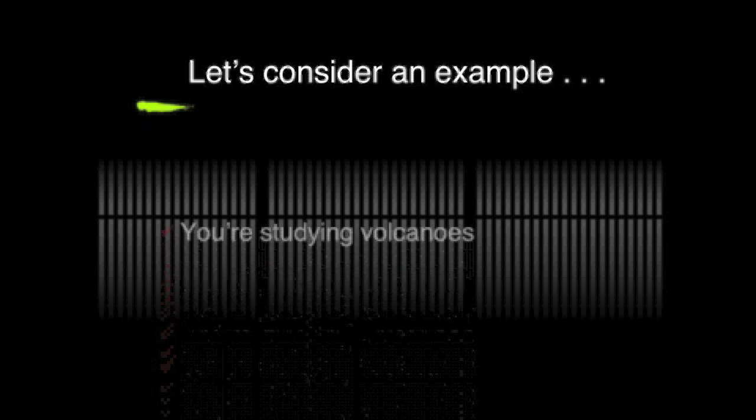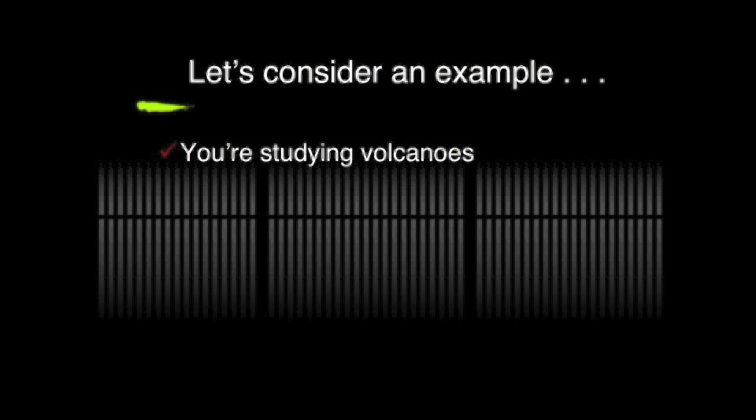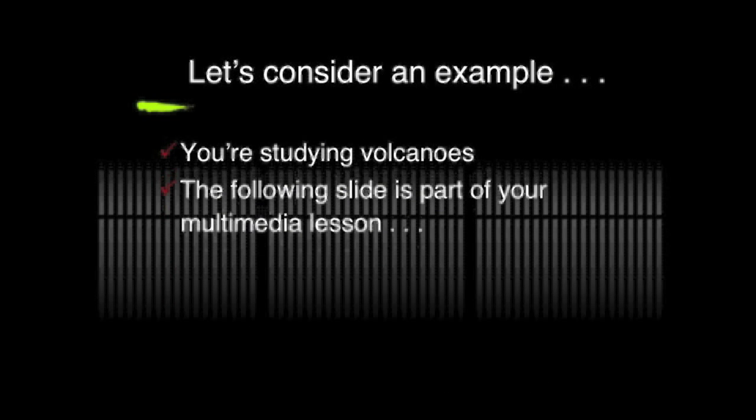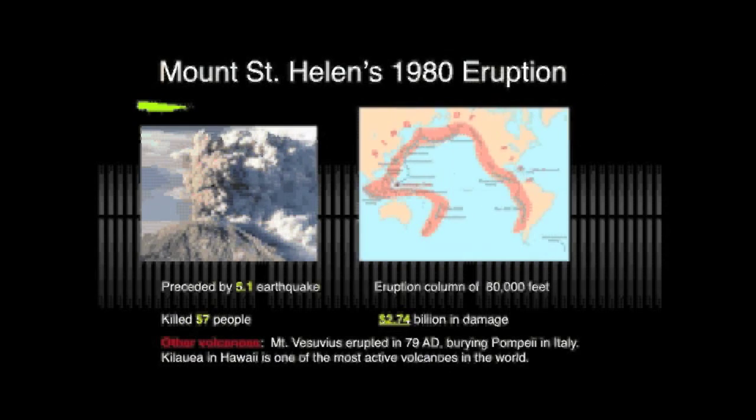Now let's look at an example. You're in a class that's studying volcanoes, specifically the 1980 eruption of Mount St. Helens, and the teacher uses the following multimedia slide in class. Now, as you see, this slide includes 2 different sized photos, one of Mount St. Helens erupting and another depicting what's known as the Ring of Fire, an area known for volcanic activity.